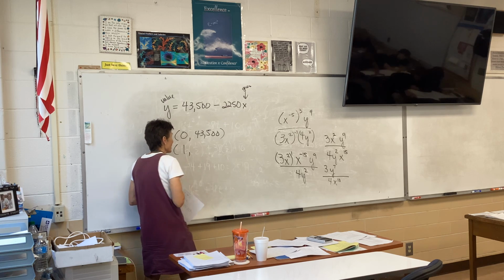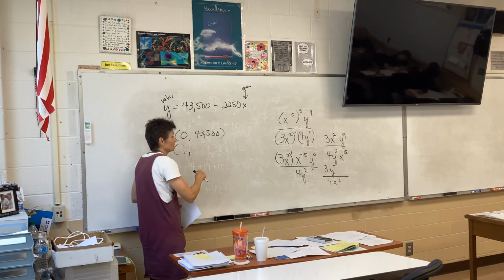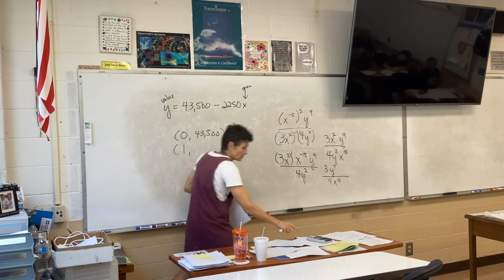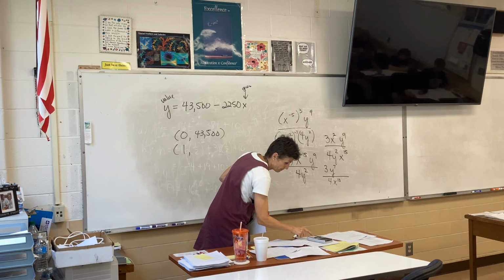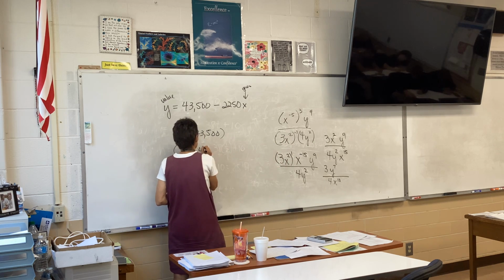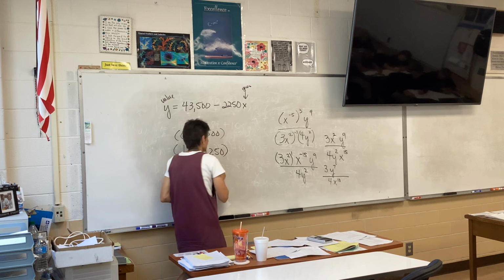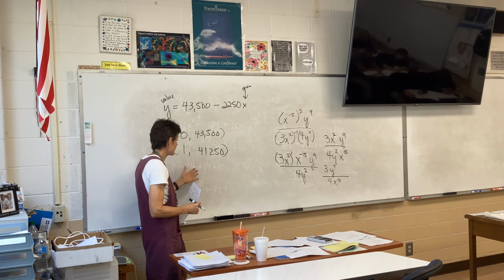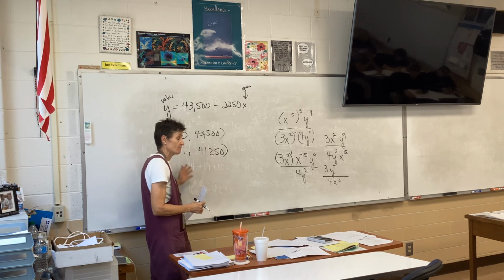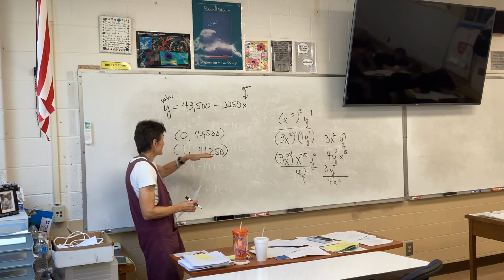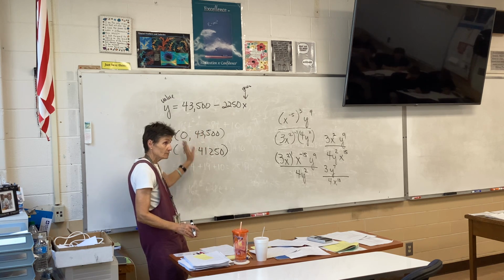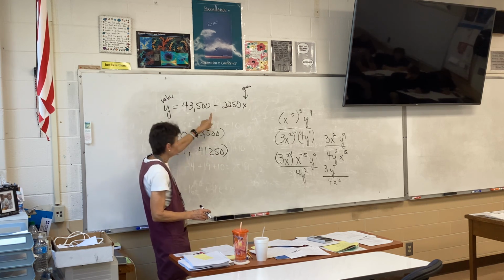What would the value be after 1 year? After 1 year, it would be that number minus 2250. What is that? 41,250? Right? Yep. And after 2 years, I could subtract another one, and so on. This is if you absolutely have to have ordered pairs. Now you can find your slope, and you can write your equation, and it's going to look just like that.